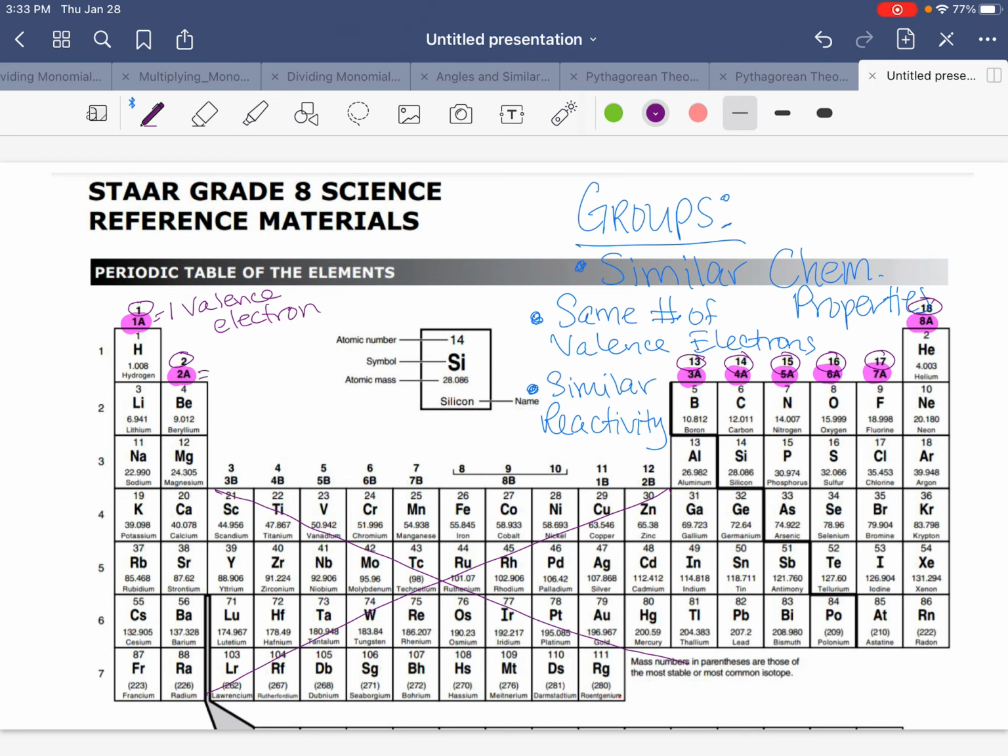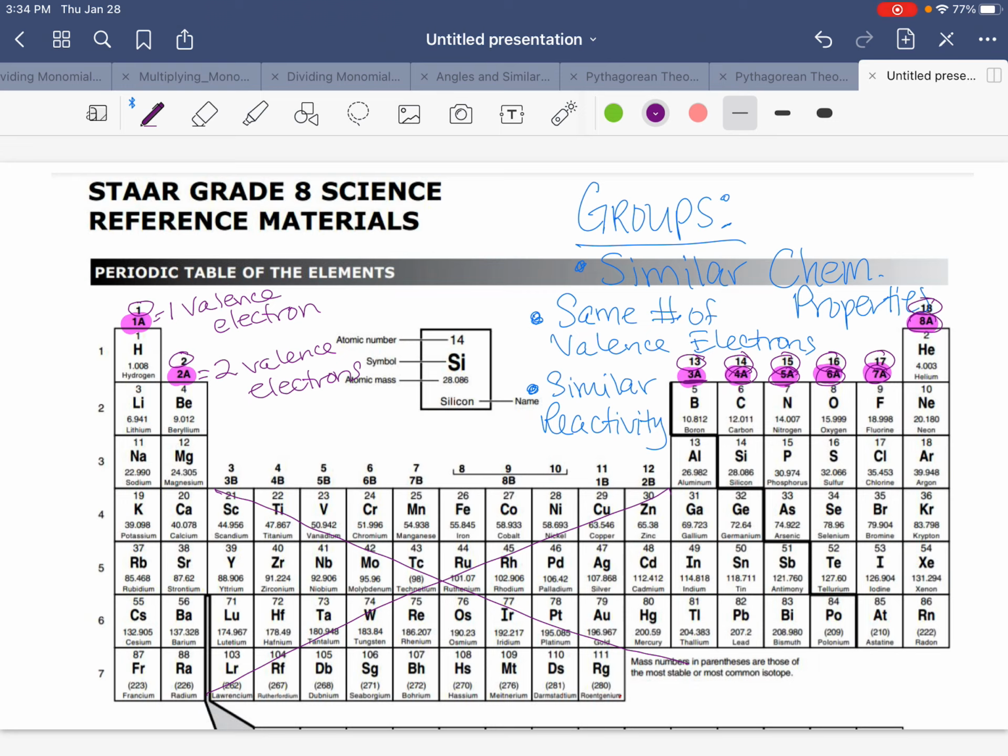Group 2 has 2A, therefore it has 2 valence electrons. If we go over here to group 13, guess what? It's got 3 valence electrons right here at this A number. Group 14 has 4 valence electrons. Group 15 has 5 valence electrons. Group 16 has 6 valence electrons. 17 has 7, and 18 has 8.